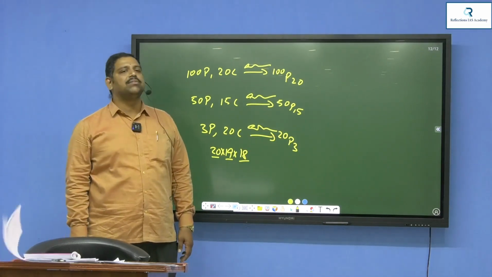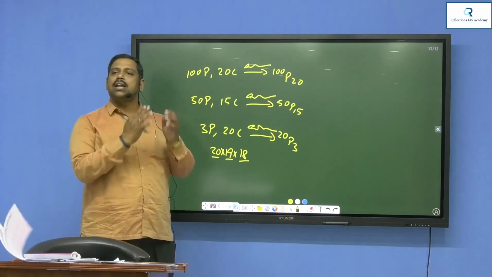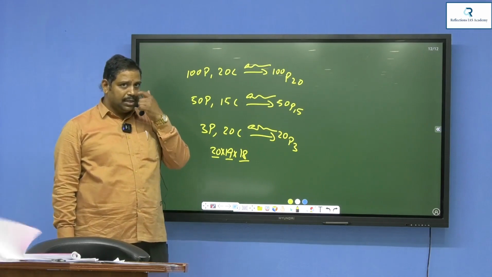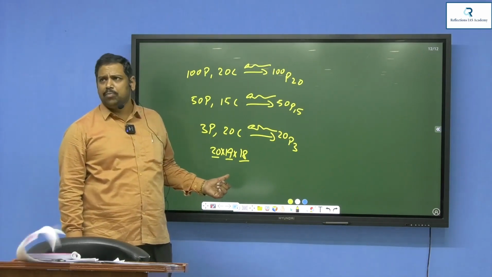The concept is very simple. Larger number P smaller number. n should always be greater than or equal to r, right? So that's why this is the combination. Is it clear for you?